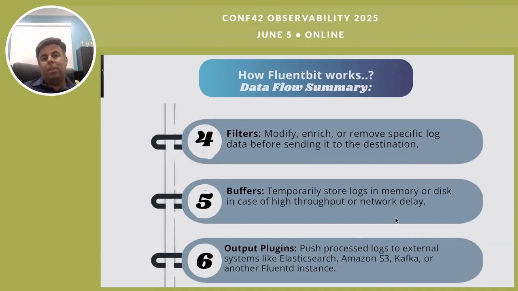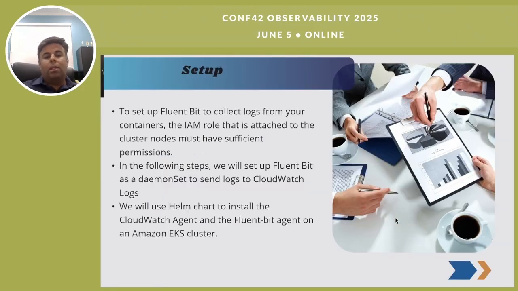And then we have buffers. Buffers are basically temporary storage where we store the logs in memory or disk in case of high throughput or network delay. And then we have the output plugin. The output plugin is basically to push processed logs to an external location like Elasticsearch, Amazon S3, Kafka, or Kinesis Firehose. So now we will talk about the setup.